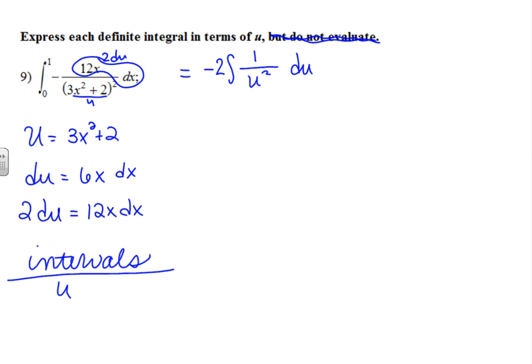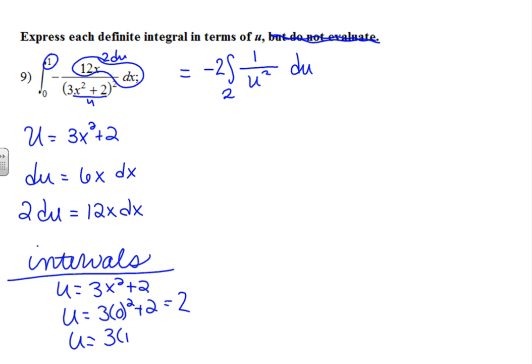Well, we have the statement right here that tells us how to do it. U is equal to 3x squared plus 2. When x is 0, I plug in 0 and calculate. U becomes 2. So there's my bottom number. When x is 1, the upper interval limit, plug in 1, and this is the one that comes out at 5. So 3 plus 2 is 5. Now my upper interval is 5. I just was able to switch this up and work into u's.